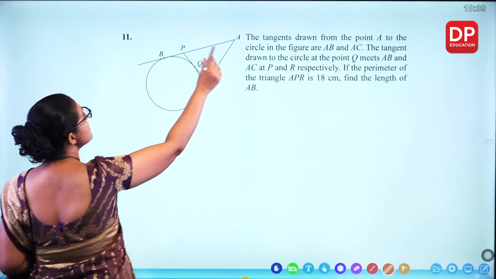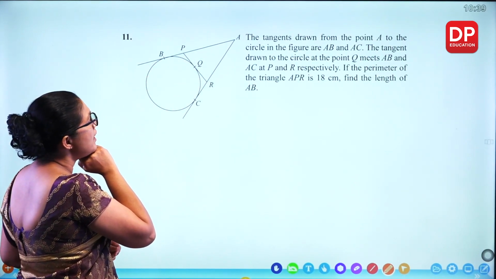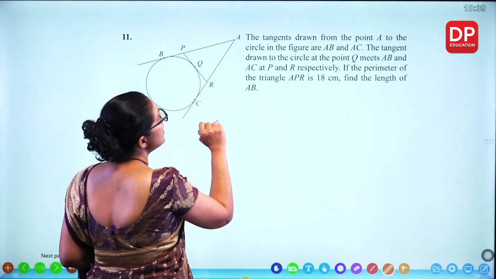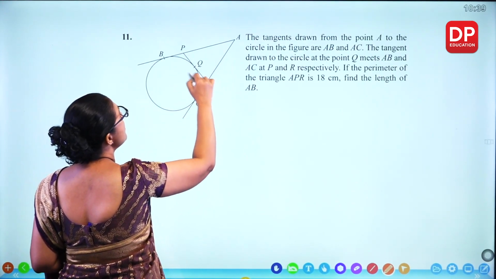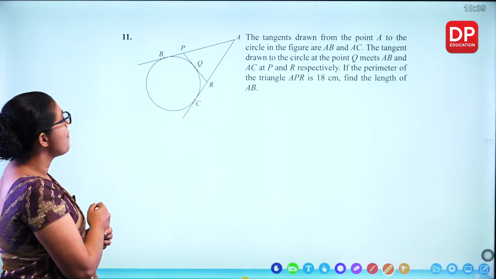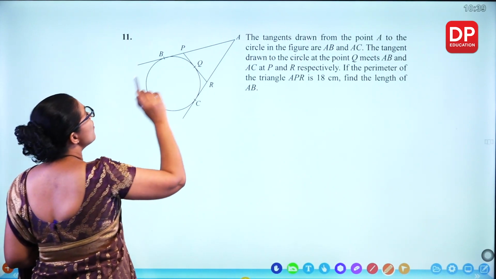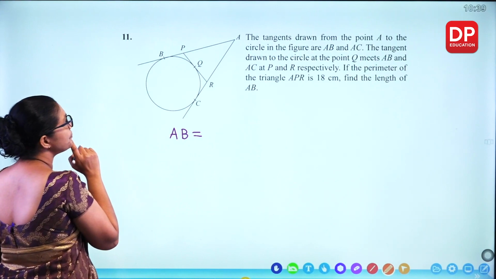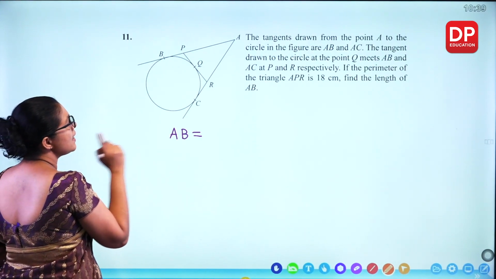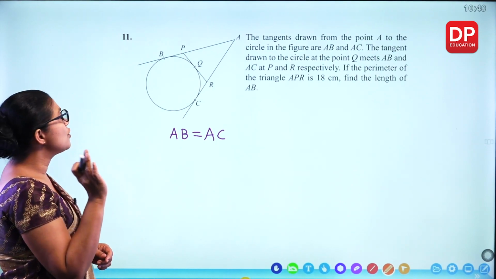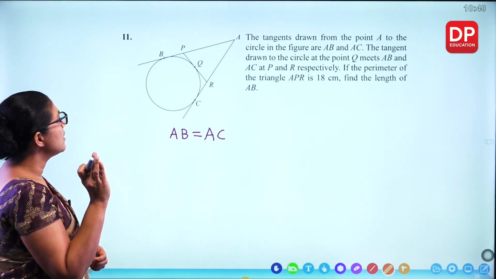You are asked to find this length. The only information given is the perimeter of triangle APR, which is 18. We know AB is equal to AC, because the lengths of the two tangents are equal.